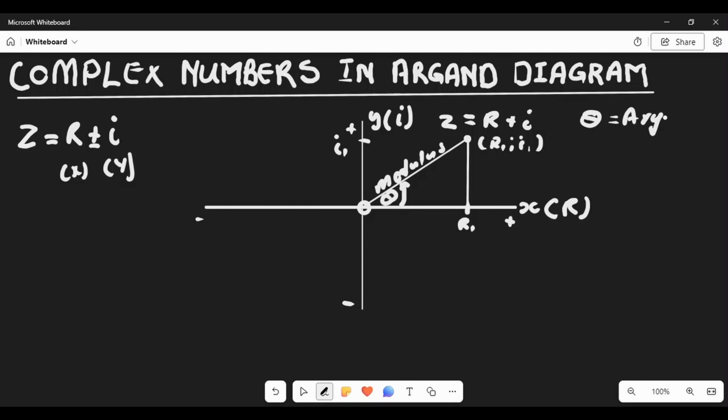So the angle here is the argument. Alright, so this is how you actually represent the complex number in rectangular form in the Argand diagram. Now, how about when we have the complex number whereby our real number is negative and our imaginary number is positive?